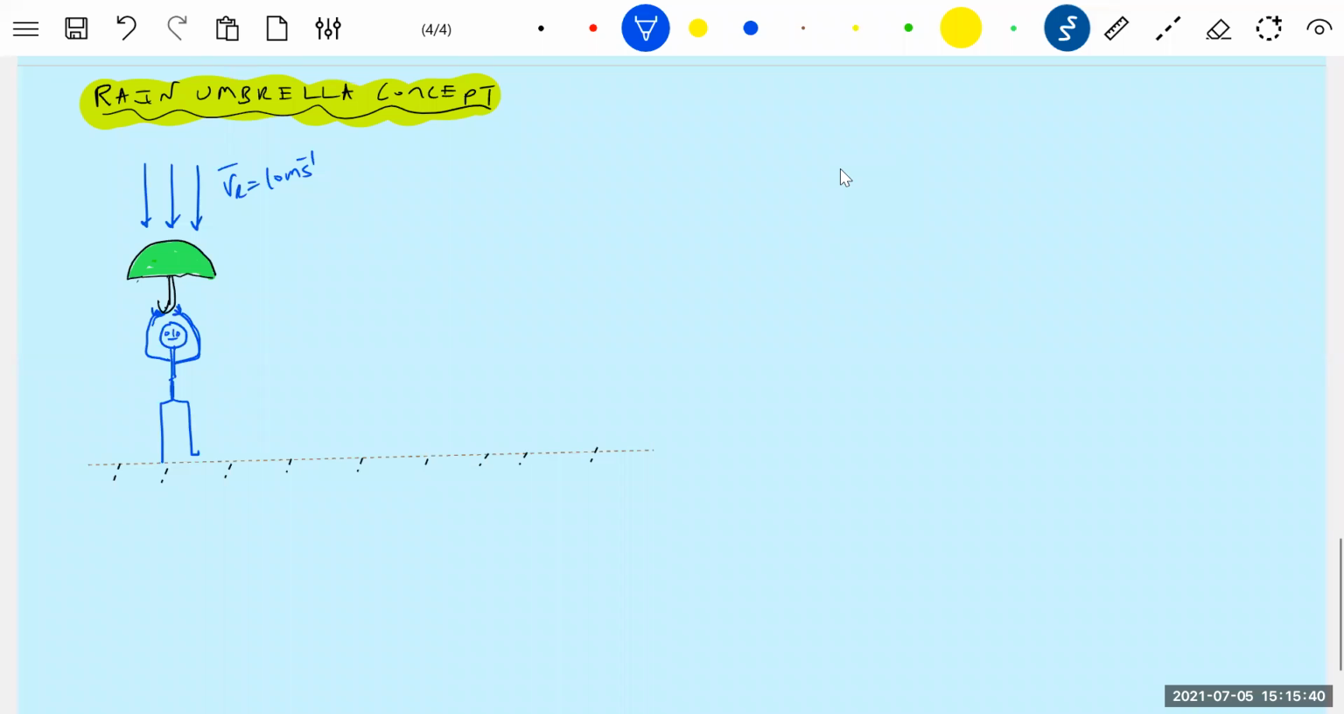So rain is falling vertically and the person is at rest. How should we hold the umbrella? He should hold it against the VR bar, against the direction in which the rain is falling. If he keeps the umbrella open against that, he can protect himself from getting wet. If he does not open the umbrella, then he'll get wet.